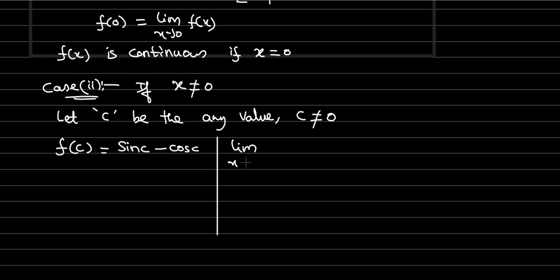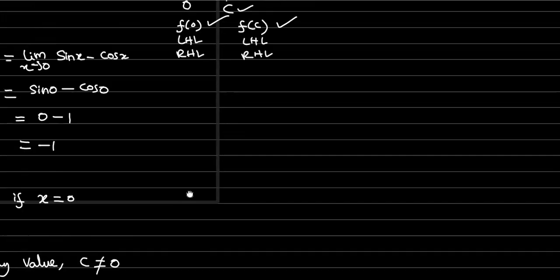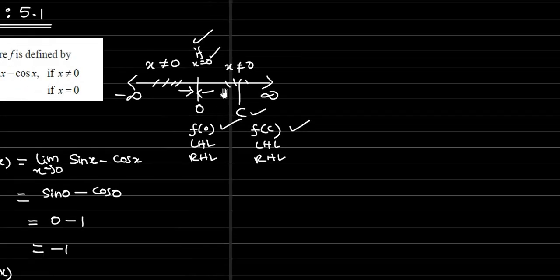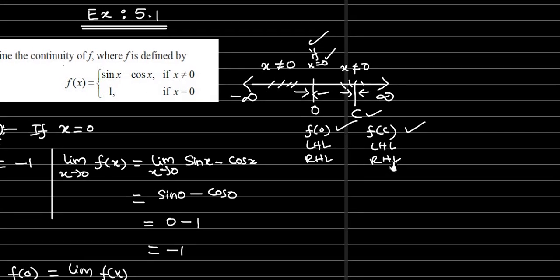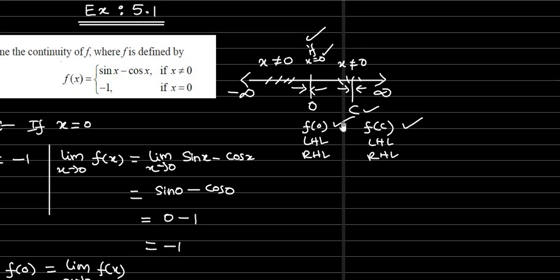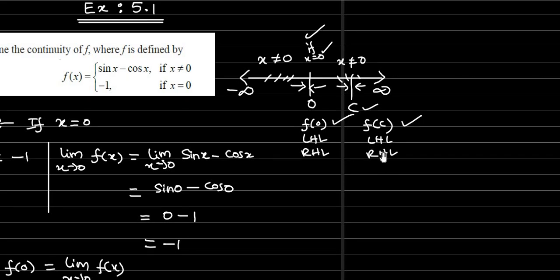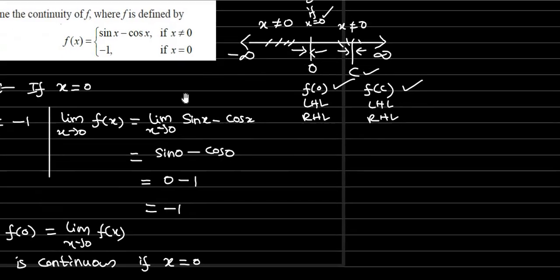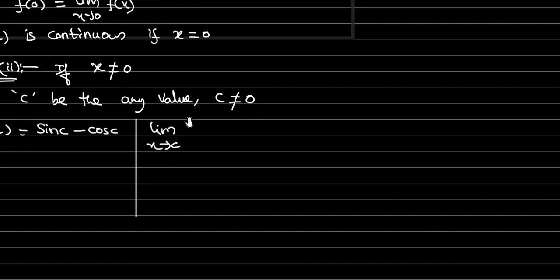Now limit x approaching c, and remember both the sides of c are approximately c. C itself is not equal to 0, and close values are also obviously not equal to 0. So for the left hand limit and right hand limit, the suitable function is the first function only. Instead of finding the left hand limit and right hand limit separately, I can combine them and find together. So limit x approaching c of f of x. What is the suitable f of x? The first one, so replacing f of x with sin x minus cos x. Now applying the limit, what happens?